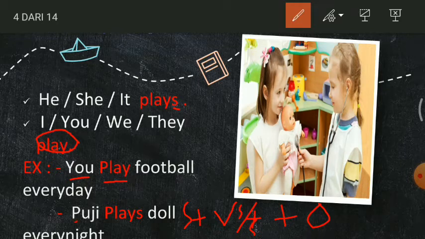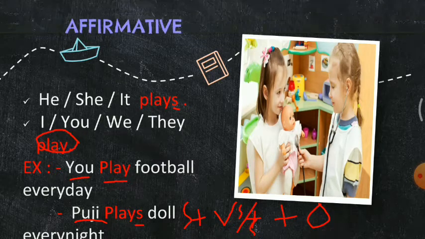But Puji is she, it means a woman. That means you have to use s on the verb. Puji plays doll every night. That's the affirmative form.